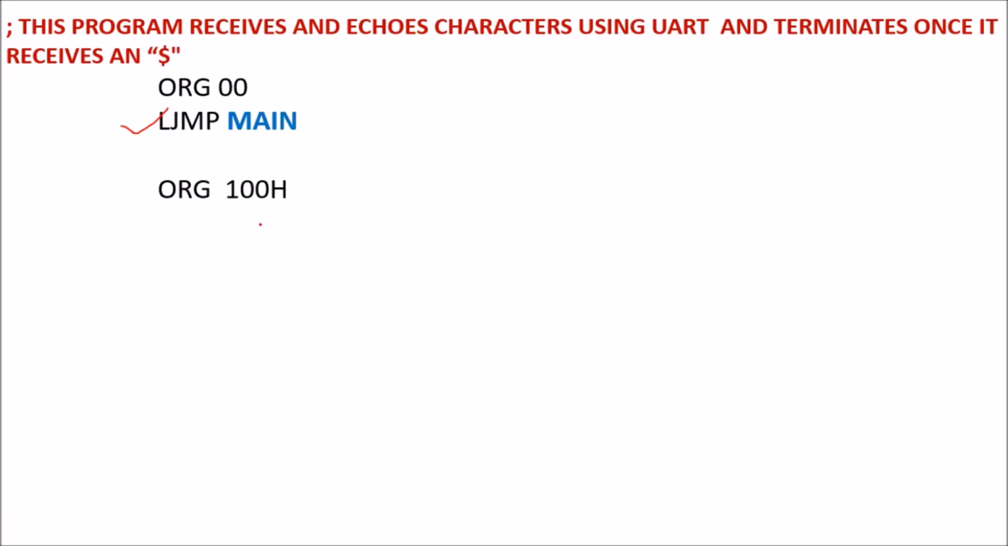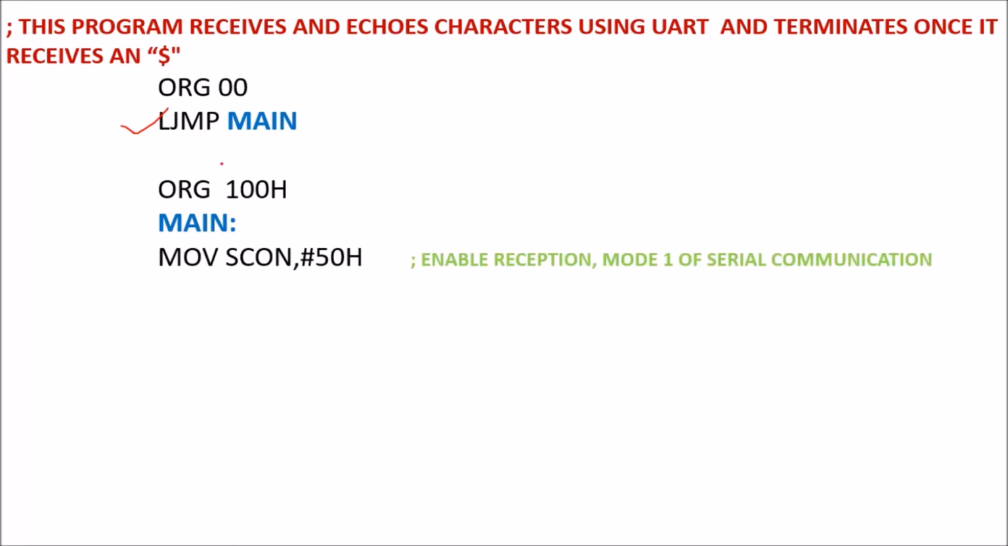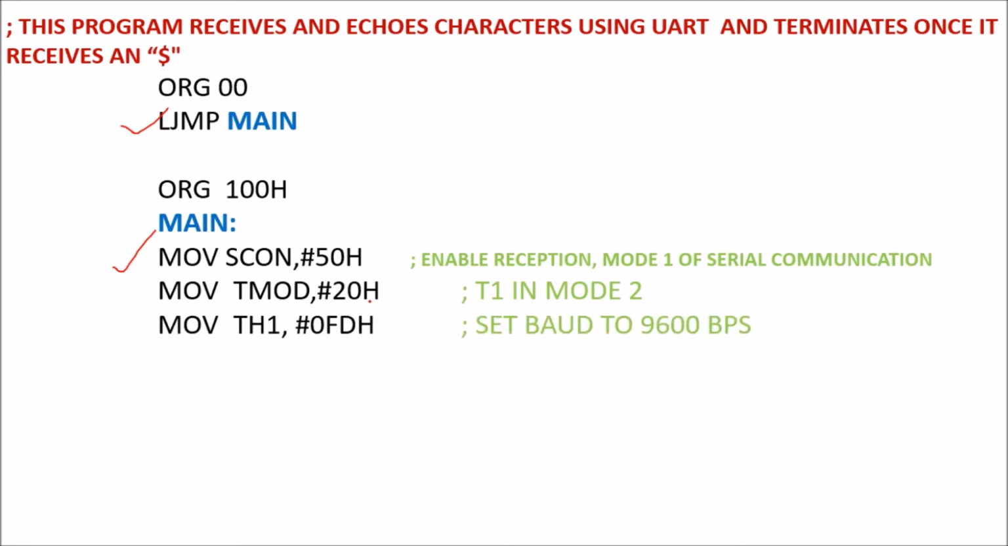Then from org 100H, I have written the main program. You can directly write the main from org 00 also. First, the SCON register is initialized with 50H. Then the TMOD register is initialized with 20H, that we have seen. TH1 is initialized with FDH. It depends upon the baud rate. The baud rate selected here is 9600.